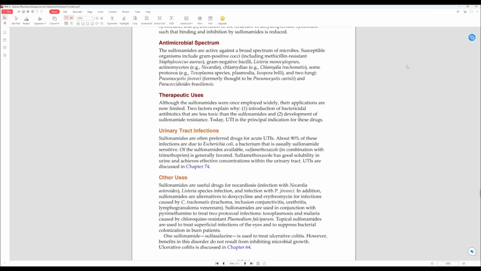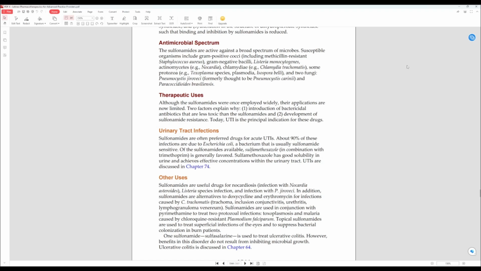Its antimicrobial spectrum: sulfonamides are active against a broad spectrum of microbes. Susceptible organisms include gram-positive cocci, gram-negative bacilli, Listeria monocytogenes, actinomycetes, chlamydia, some protozoa, and two fungi, Pneumocystis jirovecii and Paracoccidioides brasiliensis. Its therapeutic uses: although the sulfonamides were once employed widely, their application is now limited. Two factors explain why: one, the introduction of bactericidal antibiotics that are less toxic than the sulfonamides, and two, development of sulfonamide resistance. Today, UTI is the principal indication for these drugs.